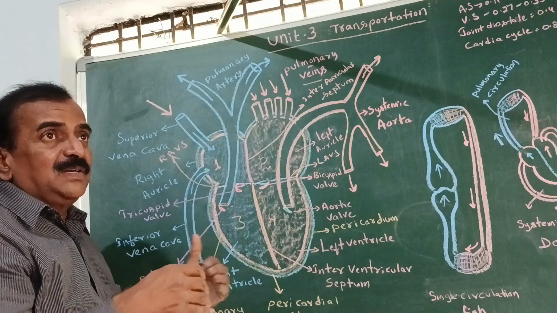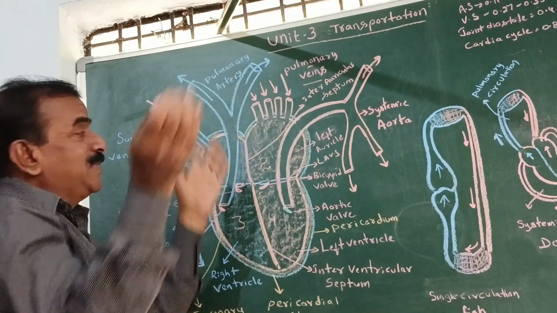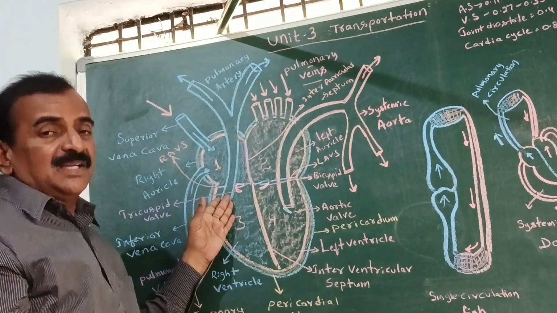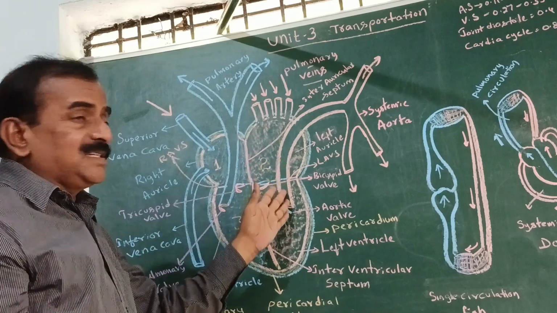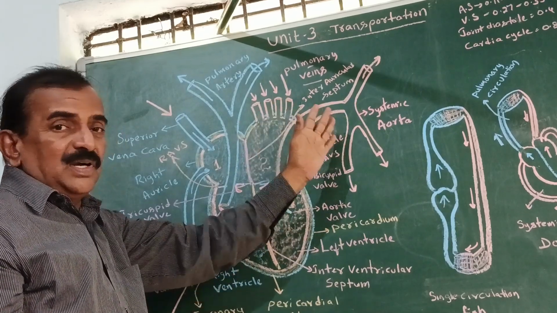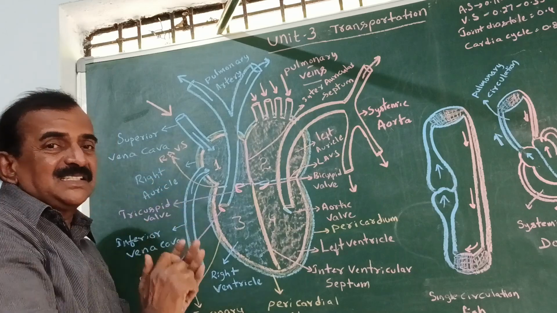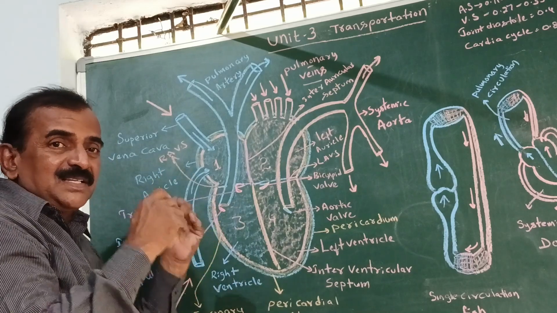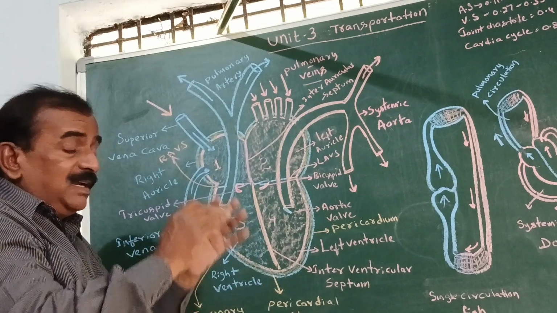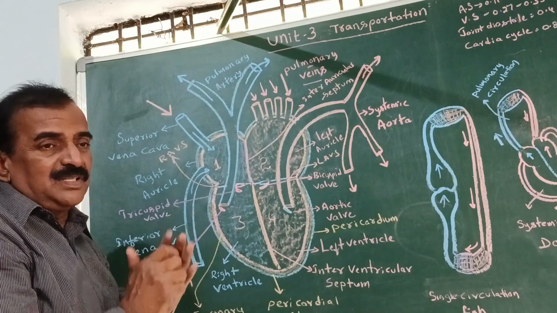And we also discuss the blood vessels which carry blood away from the heart. The pulmonary artery carries deoxygenated blood to the lungs, and the systemic aorta, it carries what? Oxygenated blood to all parts of the body. Okay, so we discussed the internal structure of the heart, and also the external structure of the heart, and the general features of the heart.